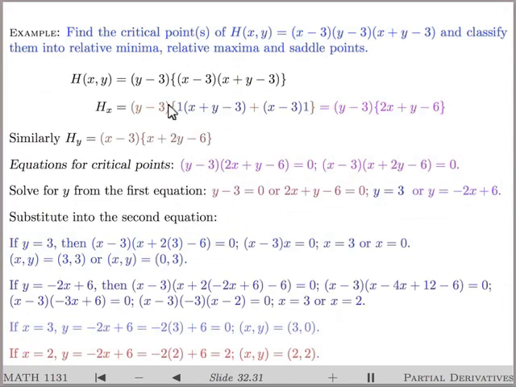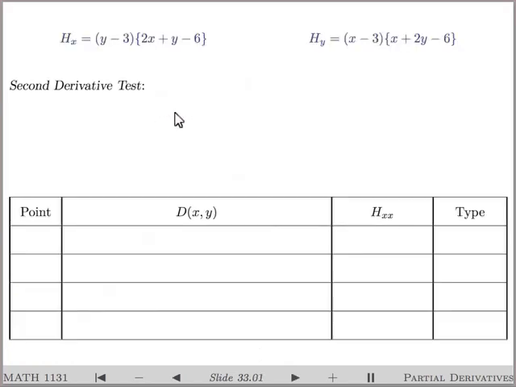So we'll start with these derivatives for hx and hy. Find the second derivative and apply the second derivative test. hxx is the derivative of hx, that is this quantity with respect to x. Y minus 3 is treated like a constant because I'm differentiating with respect to x. So hxx will be y minus 3 times the quantity 2. So when I differentiate 2x plus y minus 6 with respect to x, I'll just get 2. Same way hyy will be x minus 3 times 2.